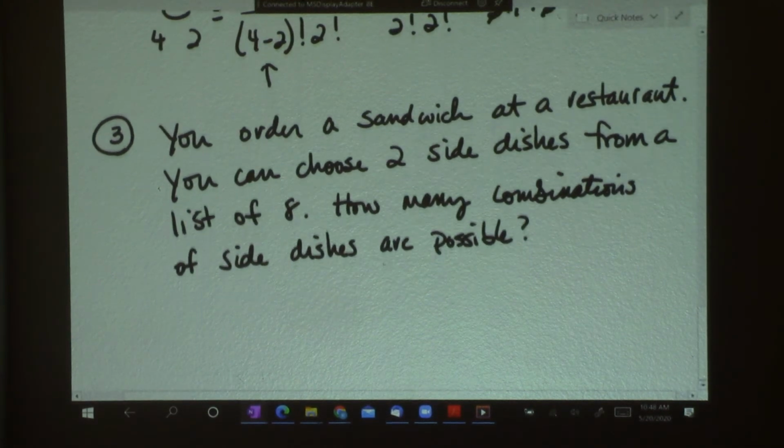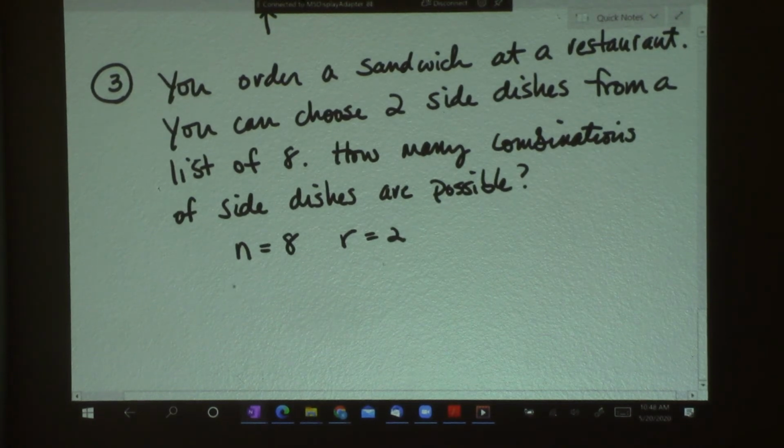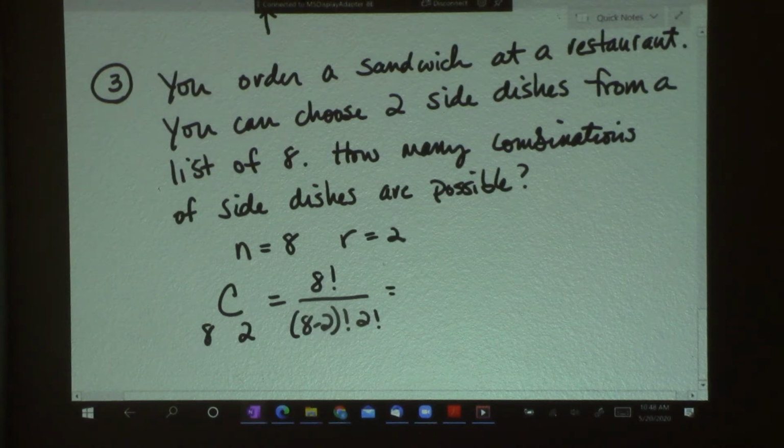All right, so it doesn't matter which side dish I choose first. So order doesn't matter, so that's how I know I have a combination. So the number of items I have is 8, and I'm picking 2. So my combination is going to be C to the 8, 2. So now I'm going to do 8 factorial over 8 minus 2 factorial over 2 factorial. And that works out to be 8 factorial over 6 factorial, 2 factorial. So you see that the math really isn't very hard. It's just the concept, understanding the concepts.